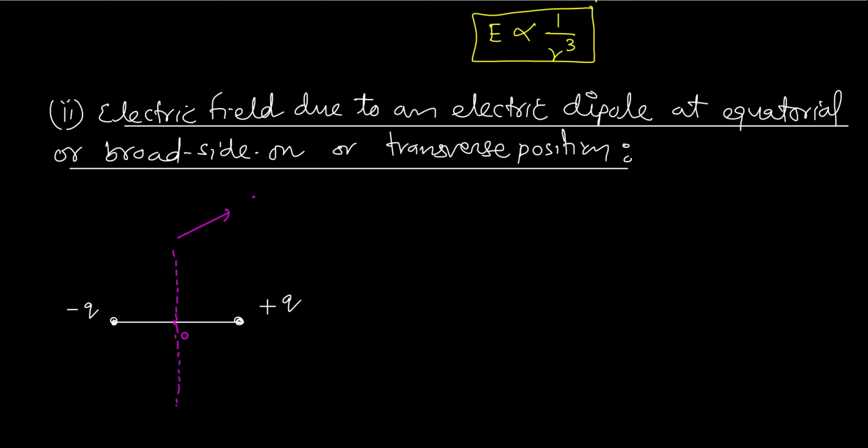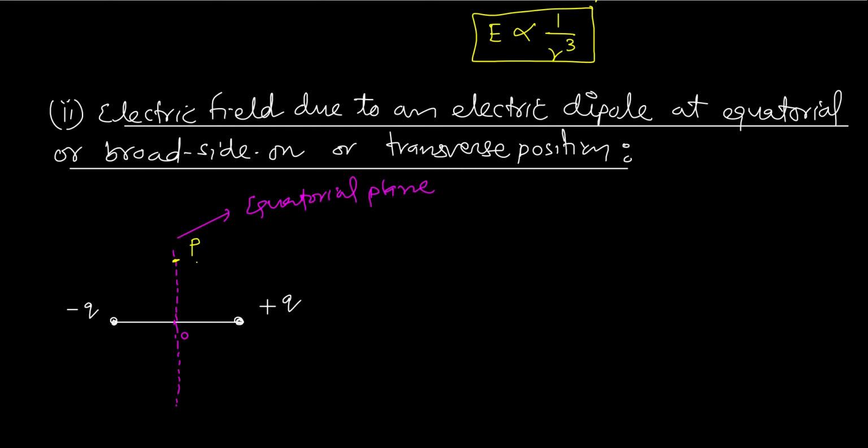be called the equatorial plane. So there is not only one equatorial line, rather there are infinite number of equatorial lines, and they all together make the equatorial plane. And any point lying on this equatorial plane will be termed as a point on equatorial position. And now we are interested in finding the electric field strength at this equatorial position.